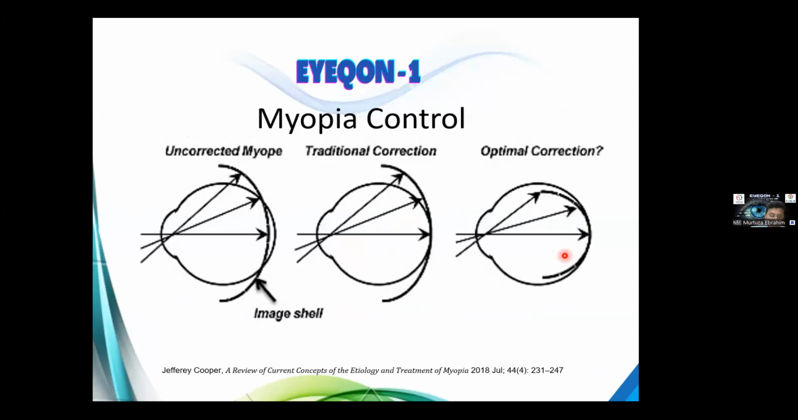Now, this is what I explained in the previous slide. This will be the image shell for uncorrected myopia. For the traditional correction, the rays fall on the retina, but then there is a hyperopic defocus. So the optimal correction should be a lens which can form everything within the retina.